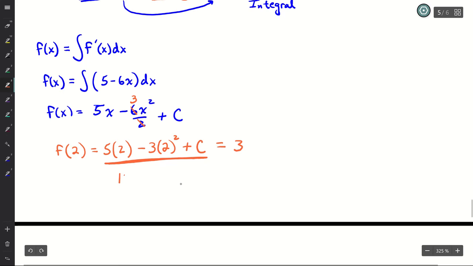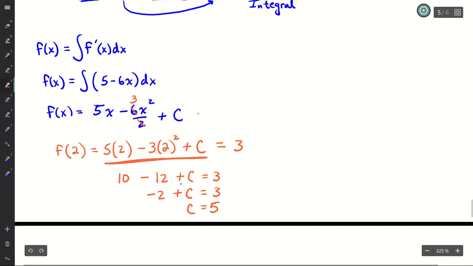So 5 times 2 is 10. I'm going to drop the f of 2 notation at this point. I don't need it. And then minus 2 squared is 4, and then 3 times 2 is 12. Plus c is equal to 3. 10 minus 12 is negative 2. Negative 2 plus c is 3. If I add over the 2, c would then equal 5.